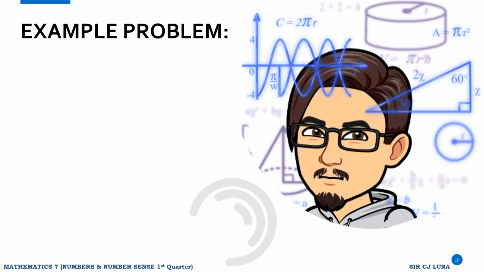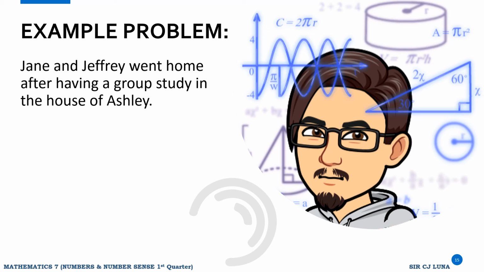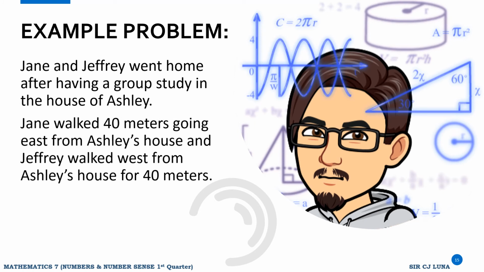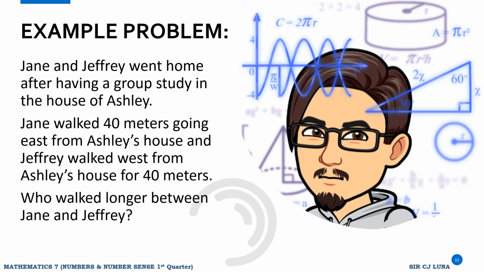Let us now have an example word problem. Jane and Jeffrey went home after having a group study in the house of Ashley. Jane walked 40 meters going east from Ashley's house, and Jeffrey walked west from Ashley's house for 40 meters. Who walked longer between Jane and Jeffrey?